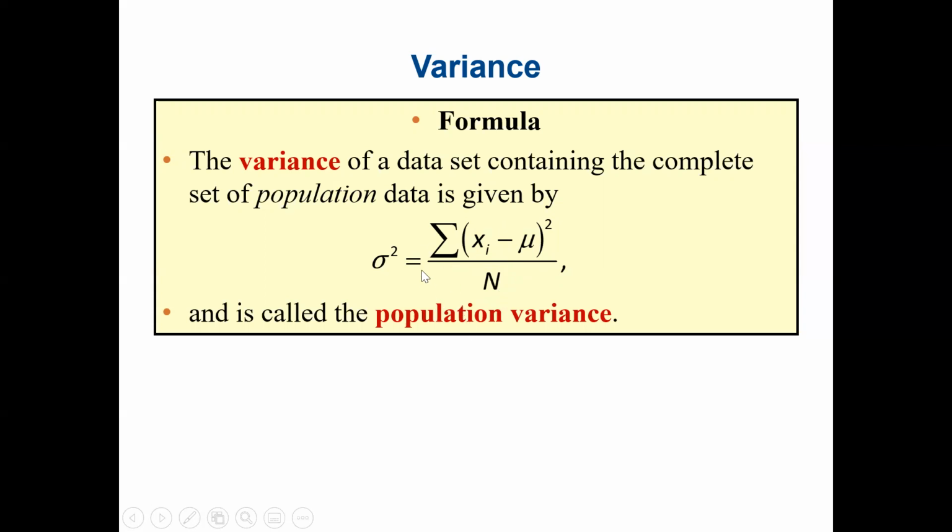Normally, if we are looking for the variance and our data set is a sample, we will divide by the sample size minus 1. If it's a population, we divide by the whole population size.